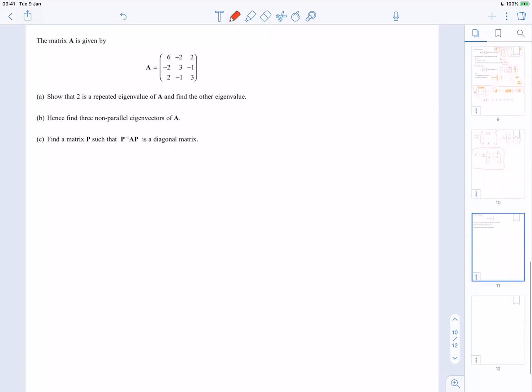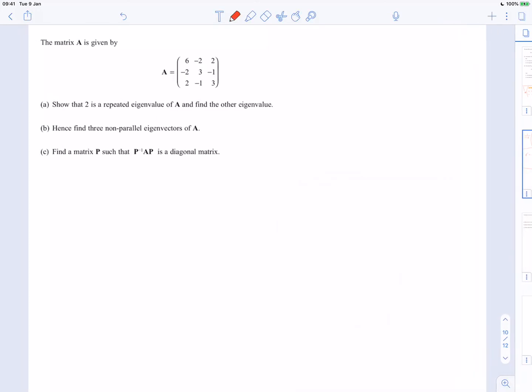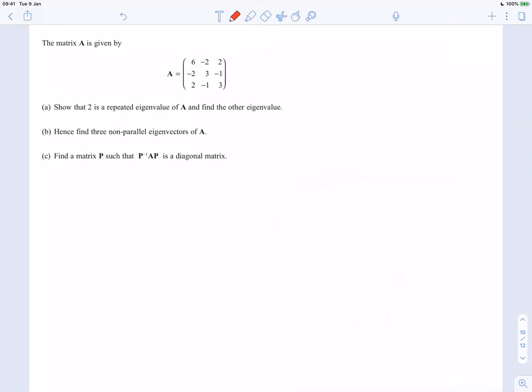Okay. Right, so pause the video, give it a go yourself. Okay, the matrix A is given by that. Show that 2 is a repeated eigenvalue of A and find the other eigenvalue. Okay, so let's find the eigenvalues.